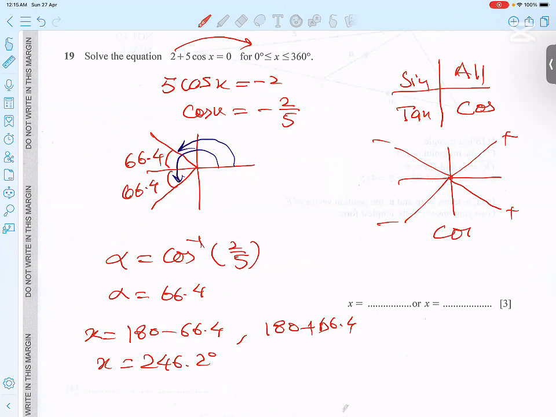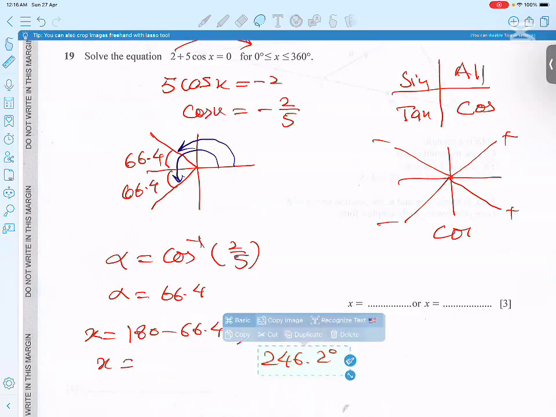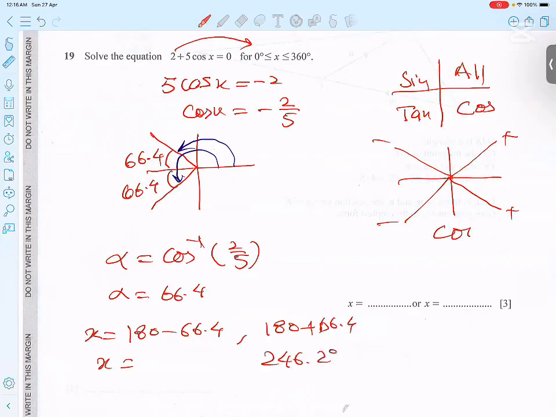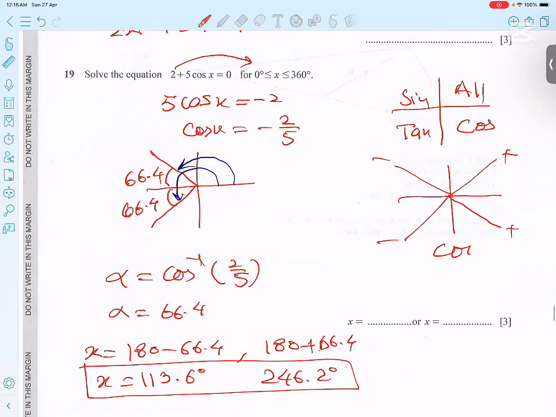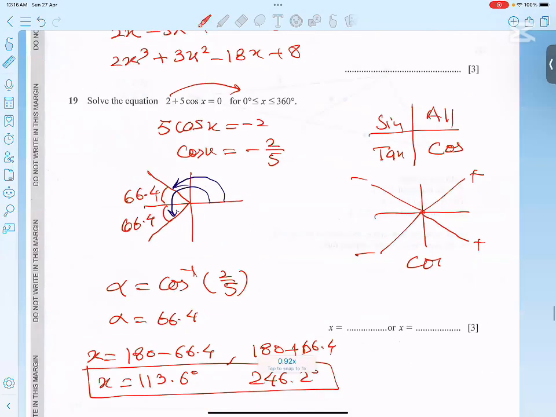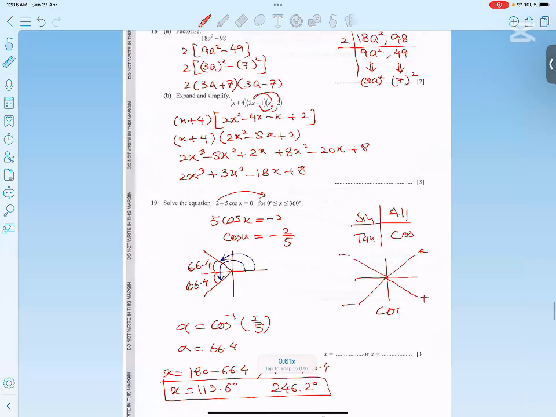The second answer is coming after subtracting. I put them in wrong places. So this answer is after adding, and this answer after subtracting, 113.6 degrees. So I hope the concept is very clear. All right, let's go for the next question. And I hope the concept of the whole page is very, very clear.